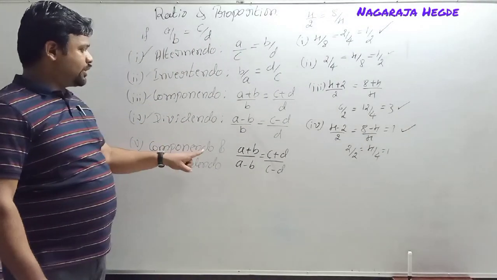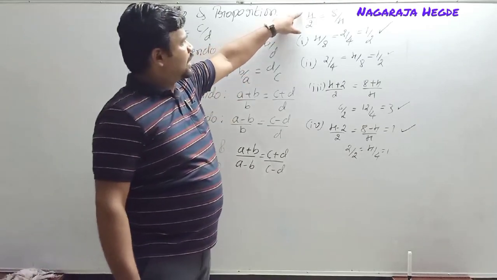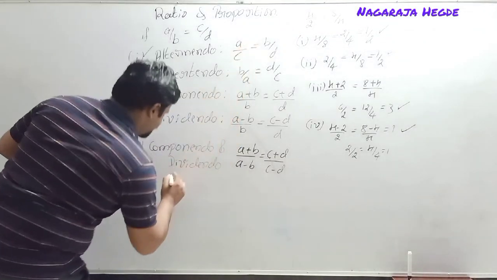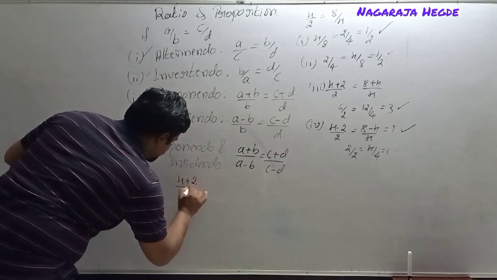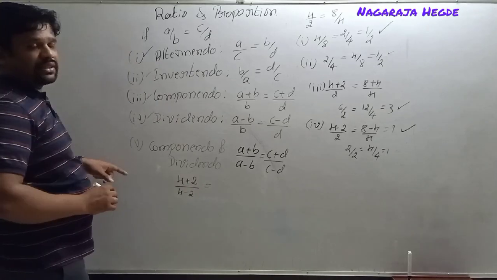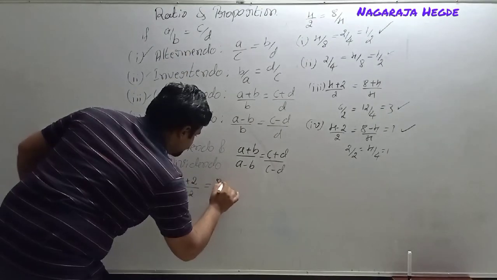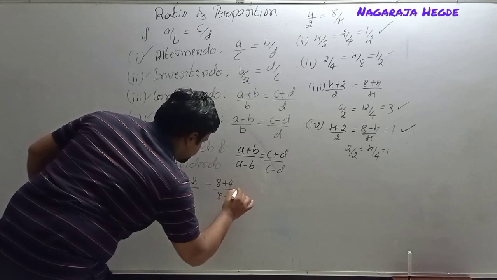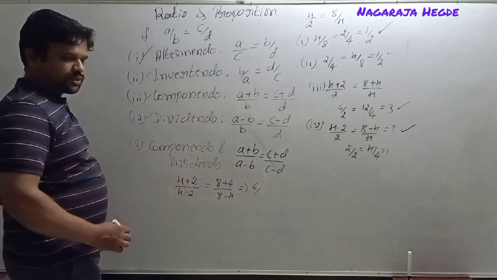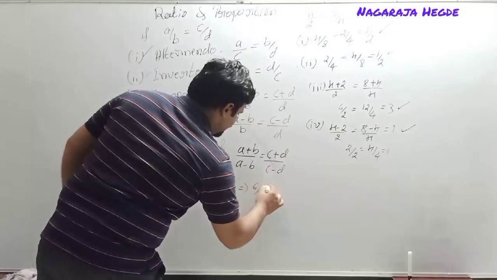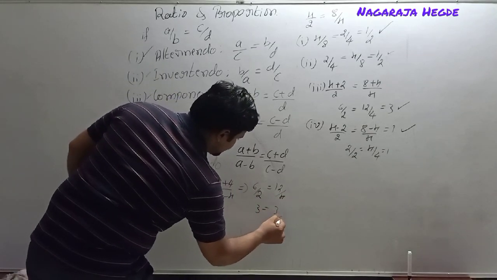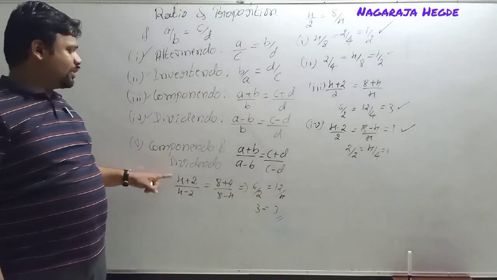Now the last one, componendo and dividendo. So what about 4 by 2 being the same as 8 by 4? For componendo dividendo, A plus B, 4 plus 2, divided by 4 minus 2, A minus B. Can you say that both are the same as 8 plus 4 divided by 8 minus 4? So what will happen if you simplify? 4 plus 2 is 6. 6 by 4 minus 2, I think we are going to get 3. 8 plus 4 is 12. 8 minus 4 is 4. Yes, this is also 3. So componendo and dividendo is also verified.